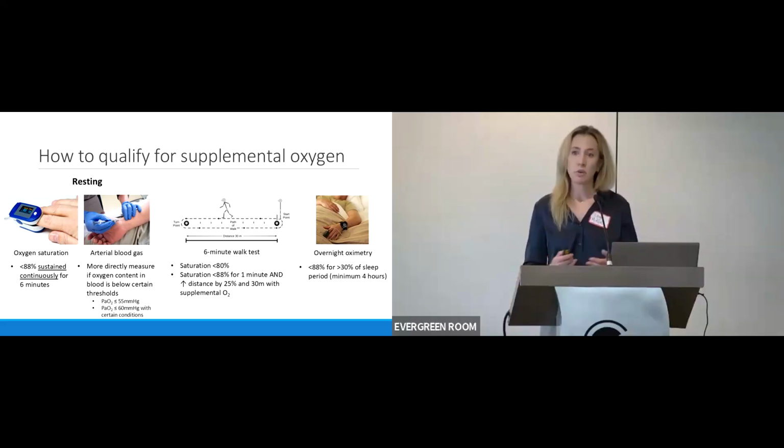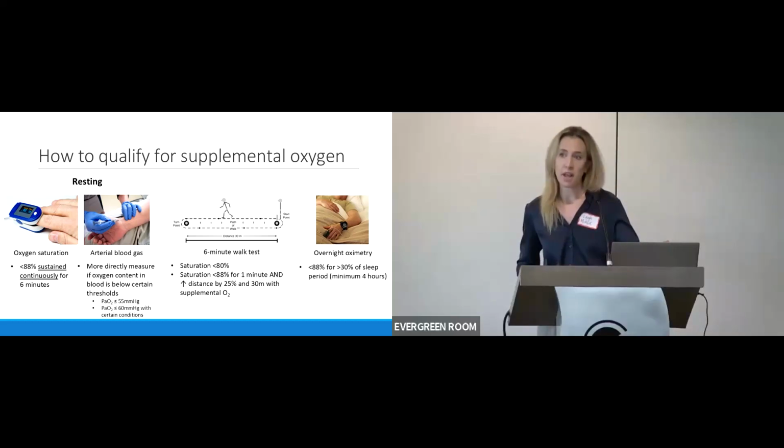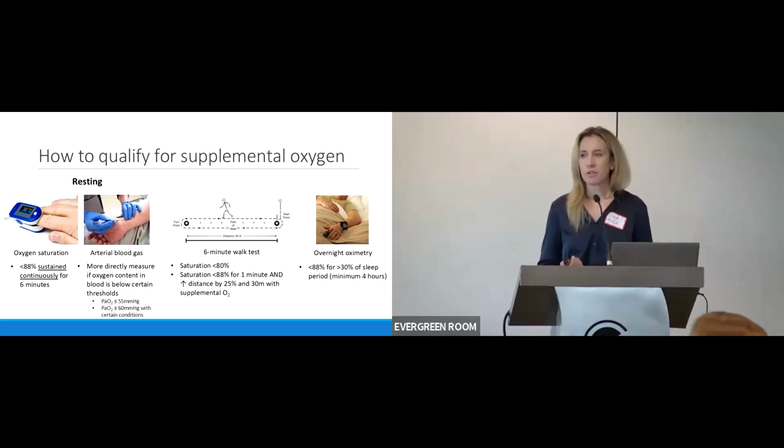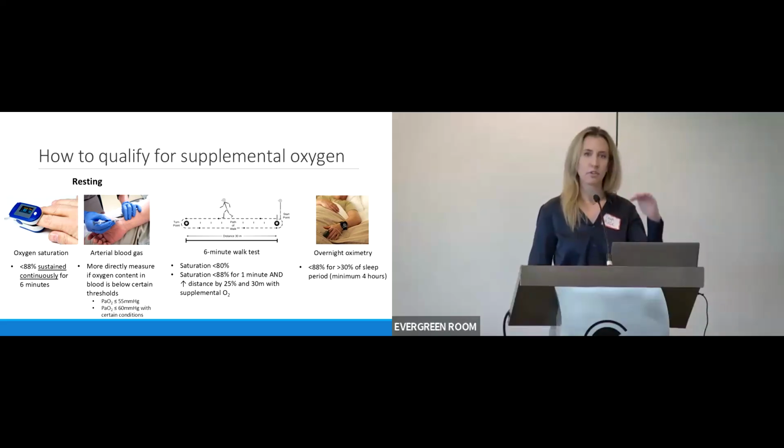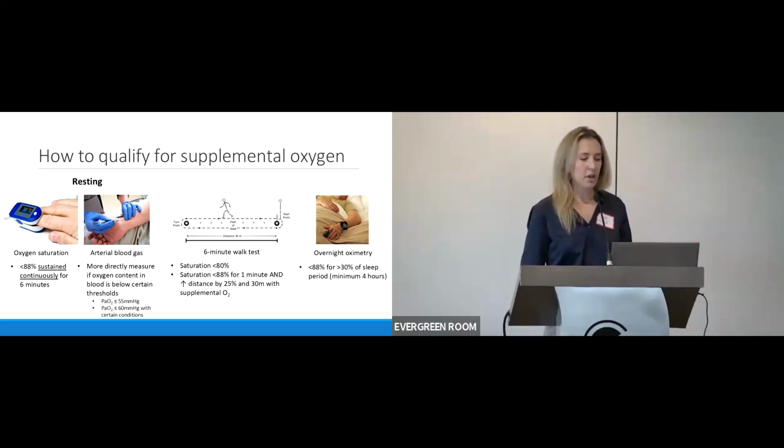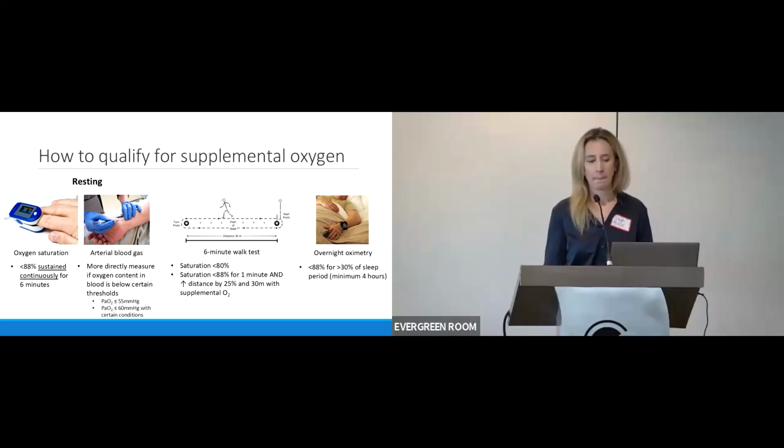Maybe you're a little bit slower. And so even walking that extra 25% or extra 30 meters may be a lot because you may have actually given it your all that first time and now you're wiped. So that's always a challenging criteria, especially for folks with interstitial lung disease. And then the other way is overnight oximetry. So if your oxygen levels drop low at night, you may qualify that way.